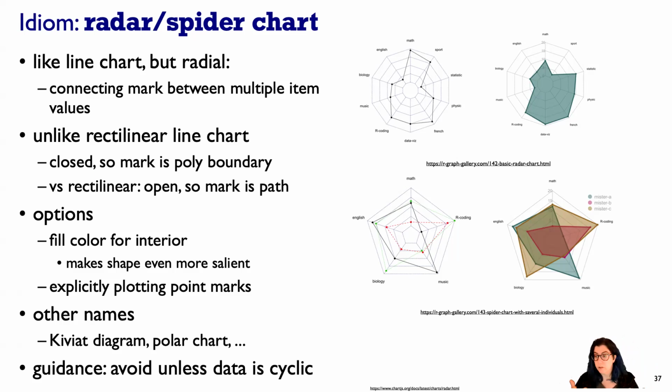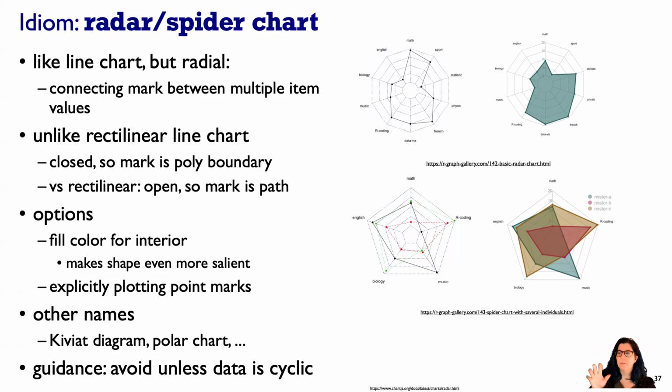And you could explicitly plot the point marks just like you could for a rectilinear line chart, but again, you don't have to. If you did, those would be at the same level. Sometimes these are called other things, Kiviat diagrams, polar charts. But in general, if your data is cyclic, it can often make a lot of sense to do it this way. But if your data isn't cyclic, you start getting a really strong sense of pattern for things that are maybe not going to make so much sense.